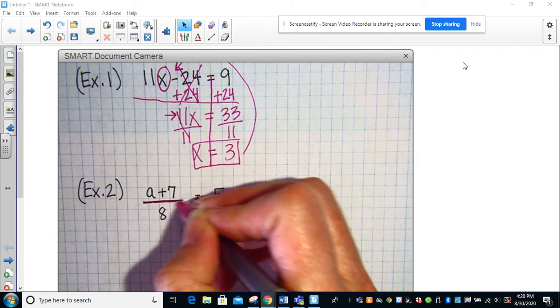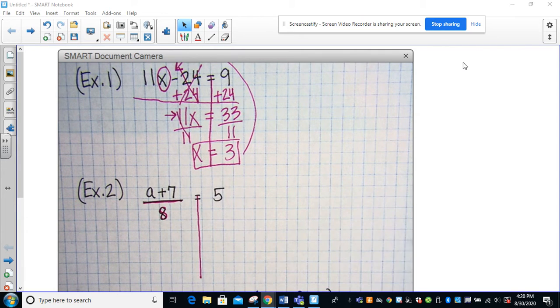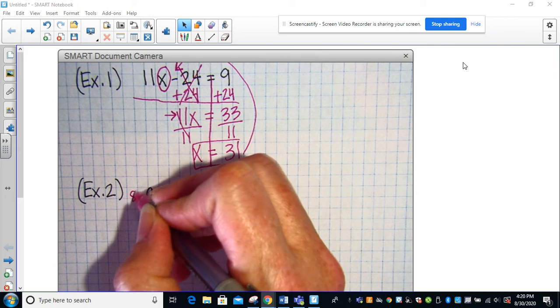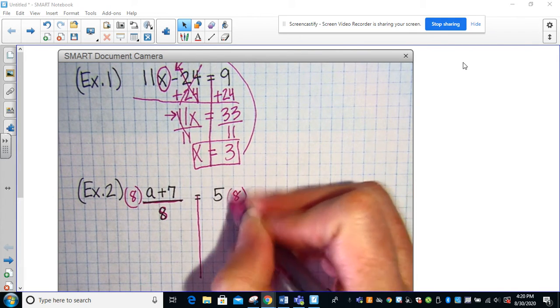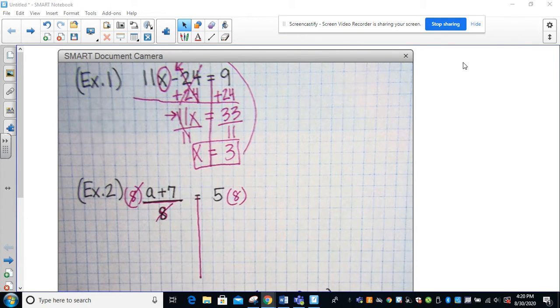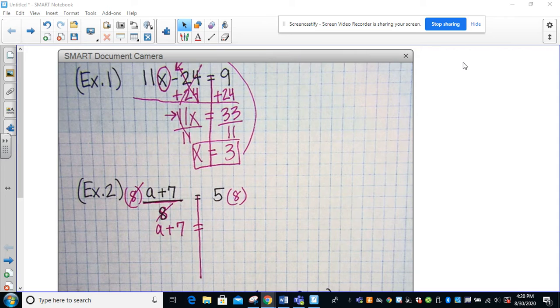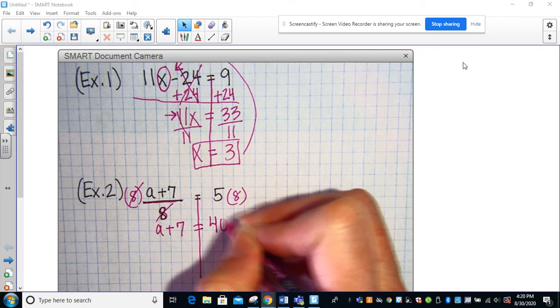And what this is telling us is we're dividing by 8. So the inverse operation of divide by 8 is multiply. So we're going to multiply both sides by 8. And what that does is it eliminates that denominator. And we're going to bring down the a plus 7. And then 5 times 8 is 40.